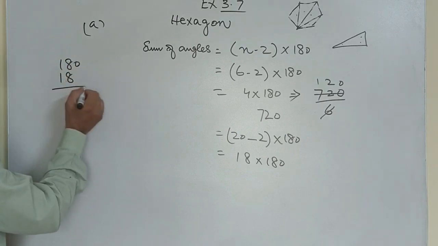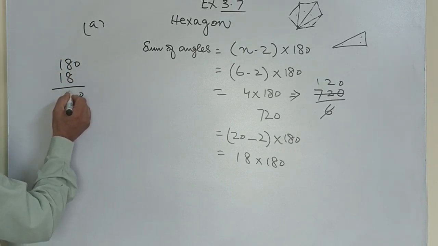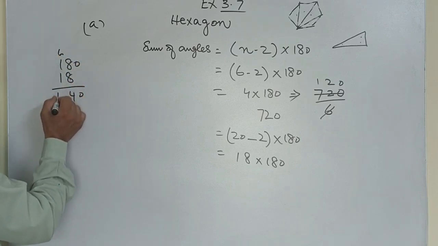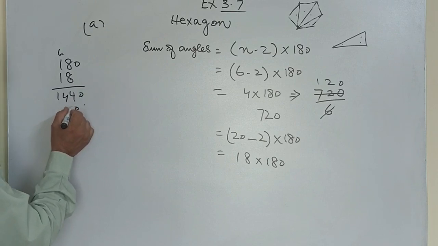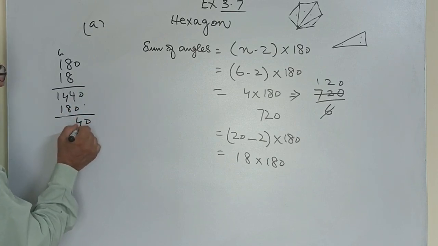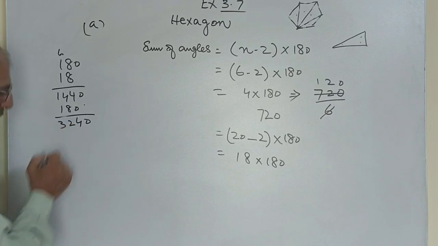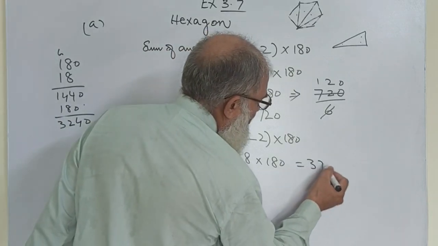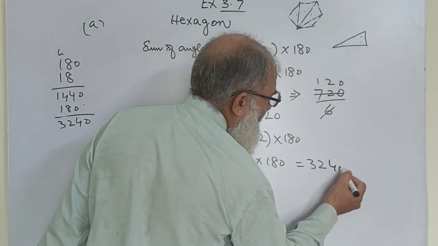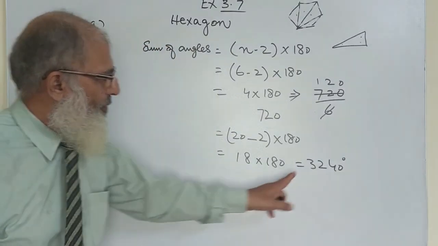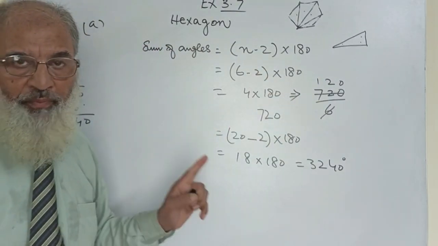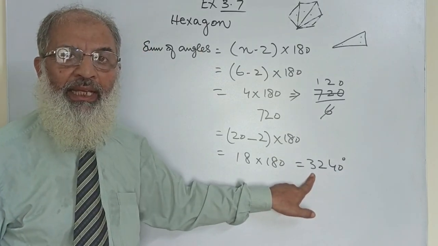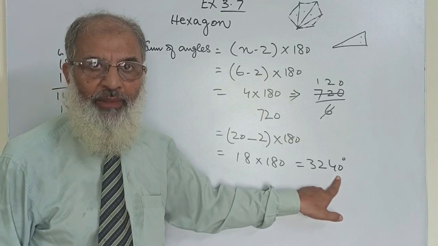18 times 180 is equal to 3240 degrees. The interior angles of a polygon with 20 sides have a total of 3240.